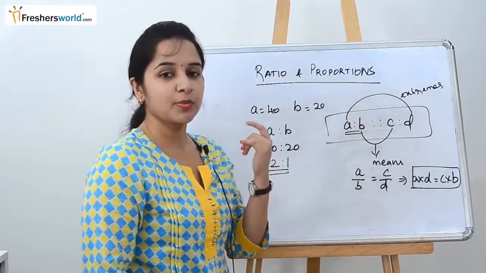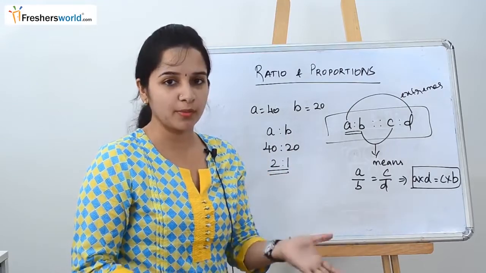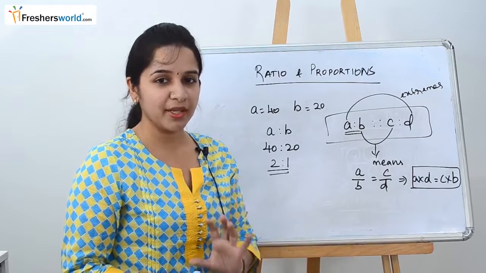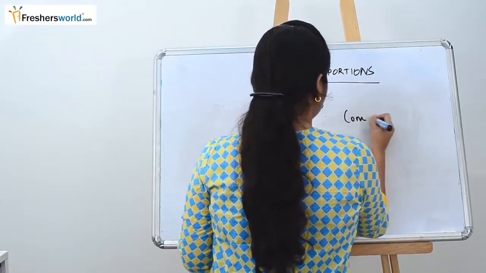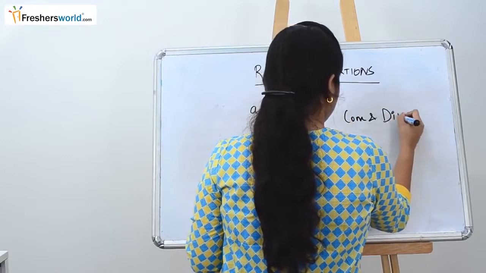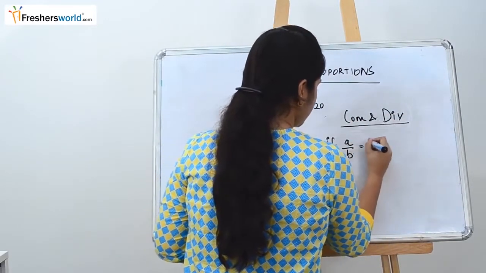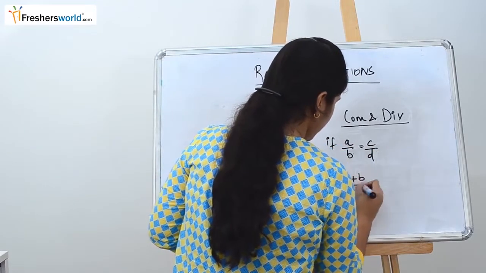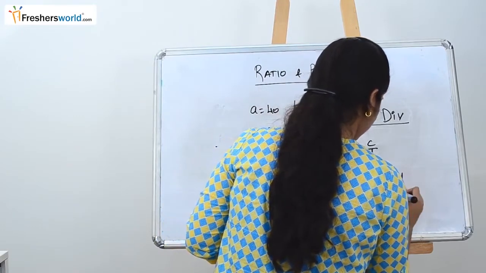After this we are going to talk about the componendo and dividendo rule. As of now I am just going to tell you the formula for it. In future problems we will be solving it and seeing how to apply componendo and dividendo. As we know, if A by B equals C by D, then the formula is A plus B by A minus B, which is equal to C plus D by C minus D.